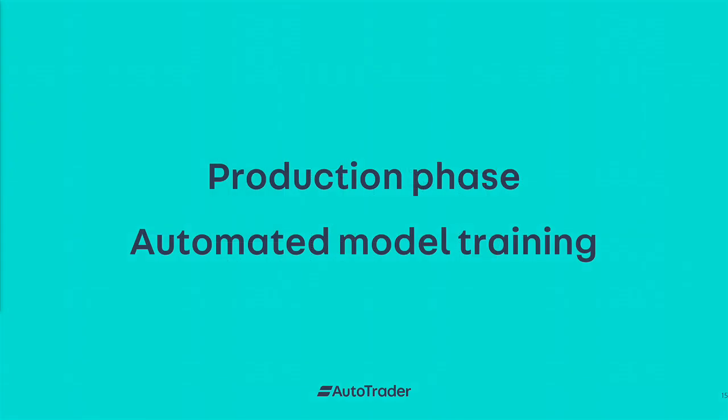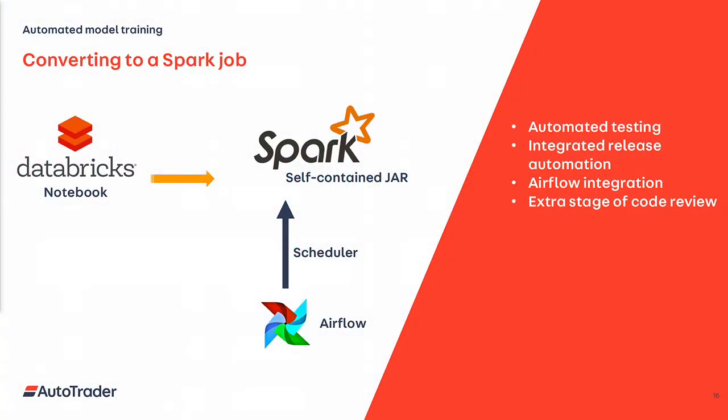So that's the discovery phase, and our data scientists use Databricks notebooks for that. Having defined this ML pipeline, we had to take it into production. To do that, the first thing we did was take it from a notebook form and rewrite it as a self-contained Spark job that could be compiled down to a single jar artifact. That self-contained Spark job can then be triggered by our scheduler, Airflow.